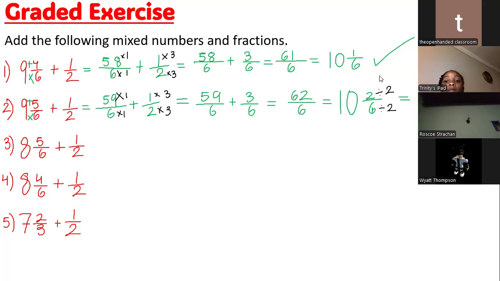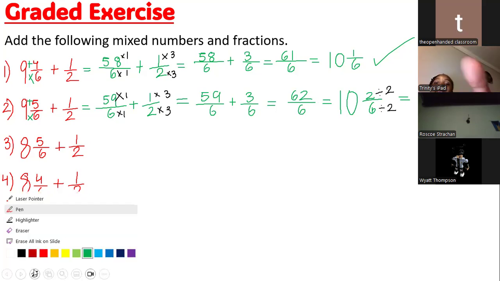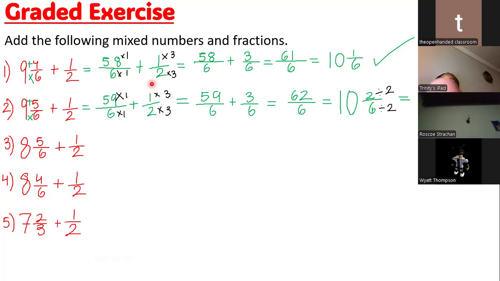Trinity, you see it? You see what I'm saying? You can't use 1 over 2. You have to change this 1 over 2 and multiply it by 3. All right, that's your problem. So please correct that, Trinity. All right, let's go ahead and do another one.